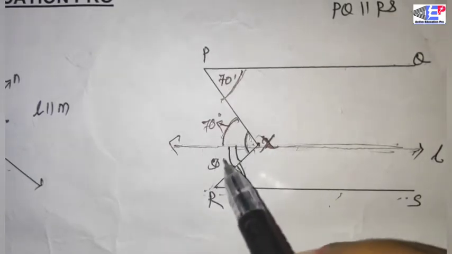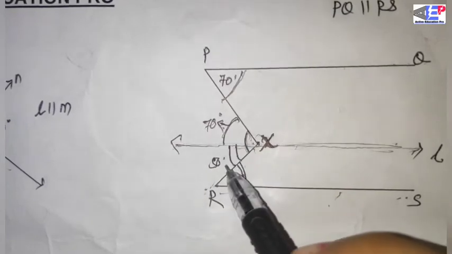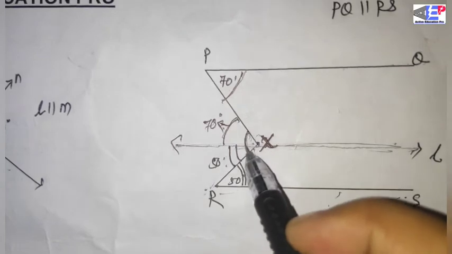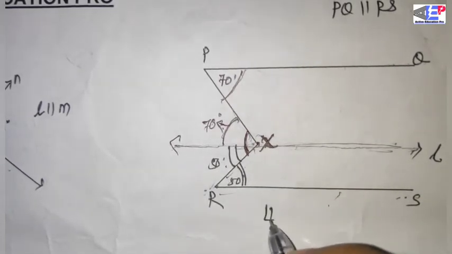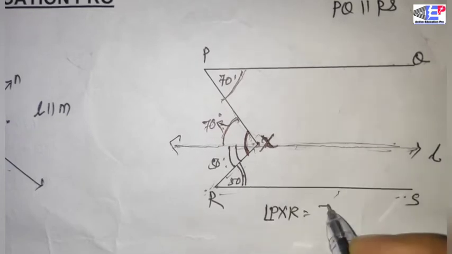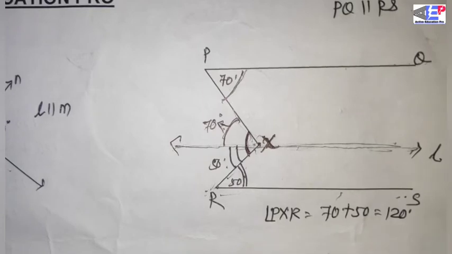We divide it into two compartments, two angles. One is 70 degrees and another one is 50 degrees. So now we have to find out the total angle value. So PXR will be 70 plus 50, which is equal to 120 degrees. Okay, again I repeat it.